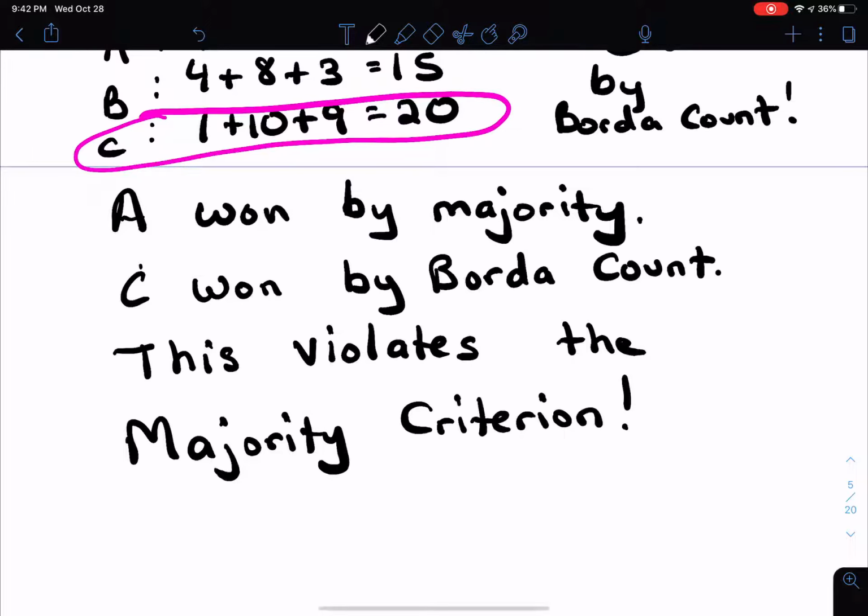So there's an example. Remember we said that the other 3 voting methods will never violate this criterion, but Borda count can potentially violate it. Won't always violate it, but has that potential. And in this example, it fulfilled that potential and violated.